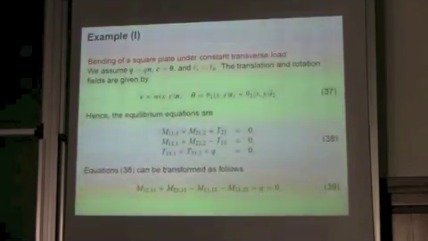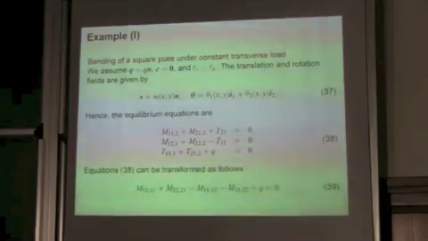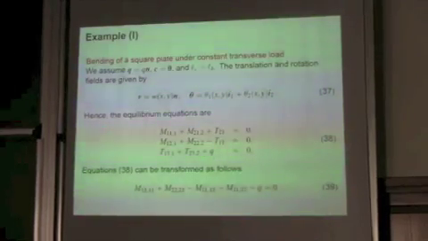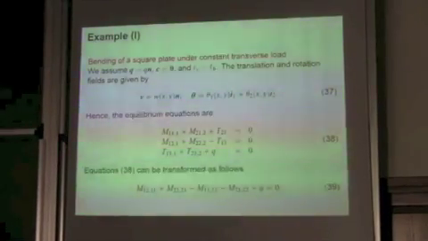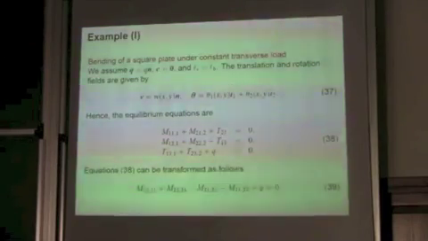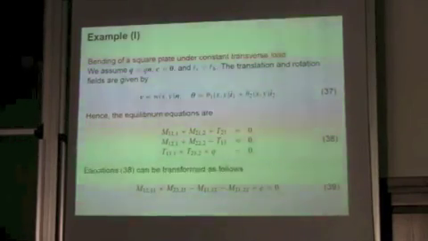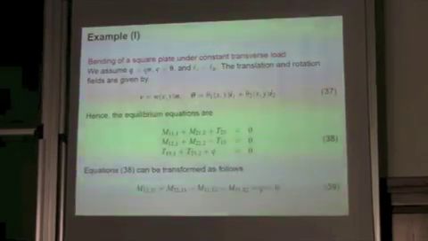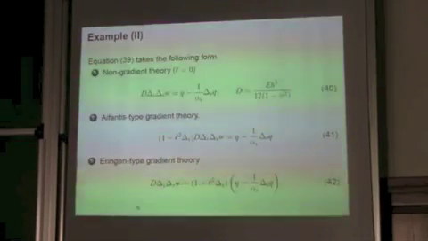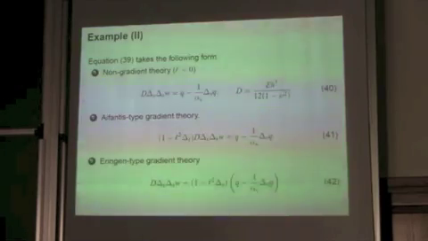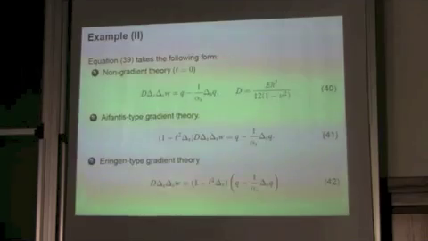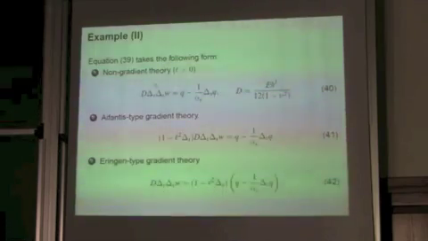Last but not least, let's have a look briefly on an example. Let's discuss the problem of the bending of the square plate under constant transverse load. The basic equations are given here. And finally, we have now different types of final equations. We know there are the standard form of the Kirchhoff plate theory. This is the first part, for example, of this equation.